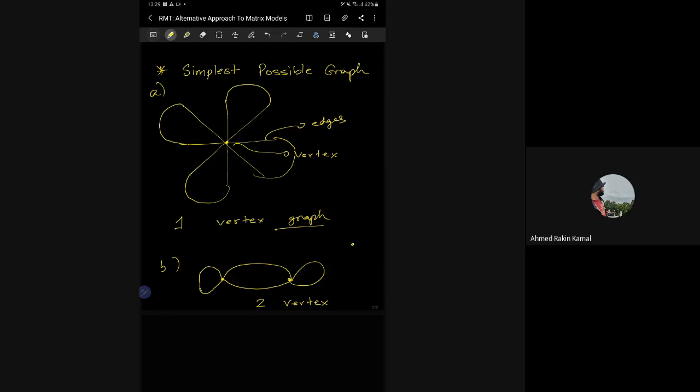If you look at this graph, 4 hands are coming out of the vertex. So we're deciding the number of edges by how many lines are coming out of it or going into it. Edges are basically the thing that connects to other lines. For example, here we have 1, 2, 3, 4.